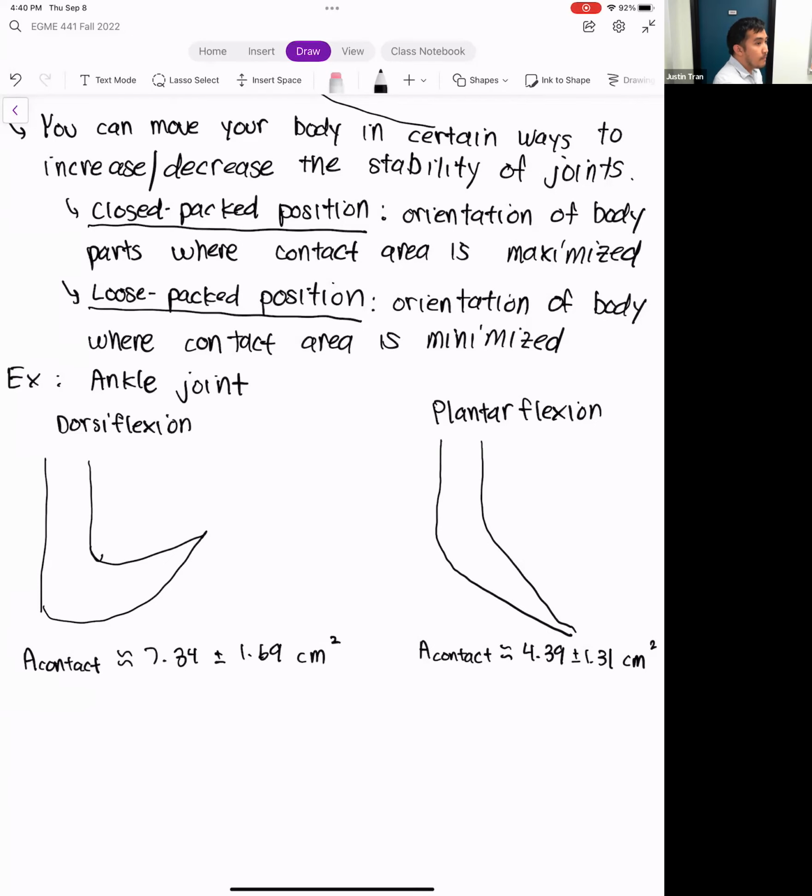Yeah. For the dorsiflexion, that's 7.34.